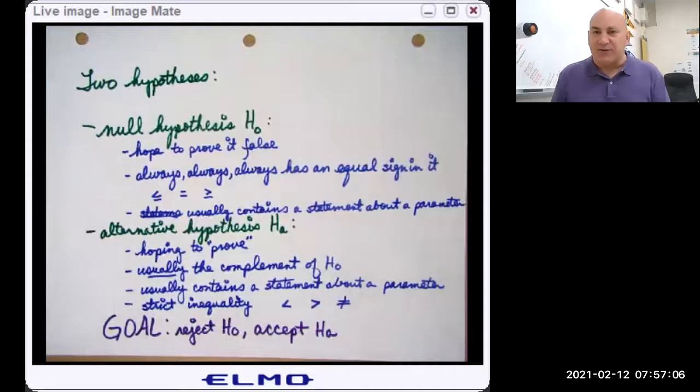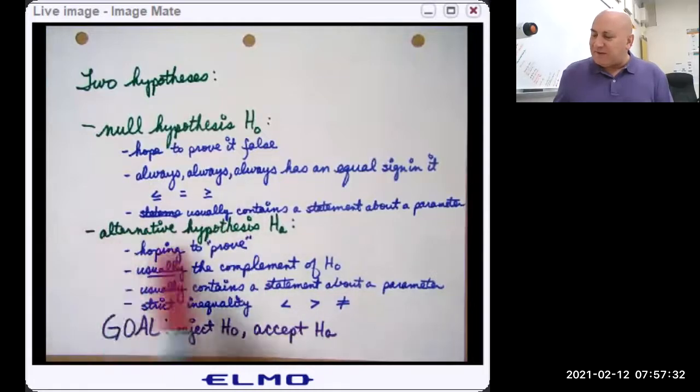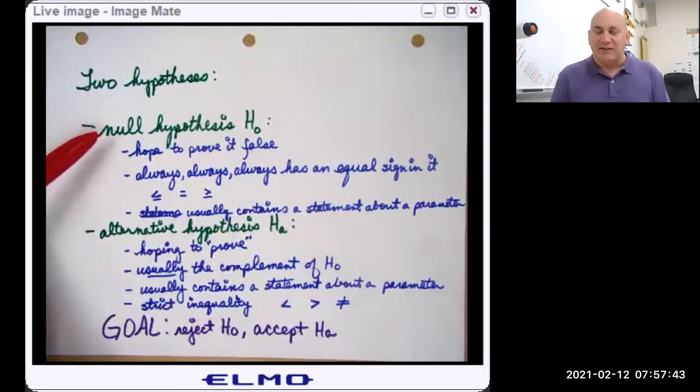Our goal is to gather enough evidence in favor of the alternative such that we can reject the null and conclude that the alternative is true. We want to reject the null, conclude that the alternative is true. That doesn't mean that we prove the alternative. And if we don't collect enough evidence here, that doesn't mean that we prove the null. We never prove the null. Semantically, we just didn't get enough evidence to reject it.